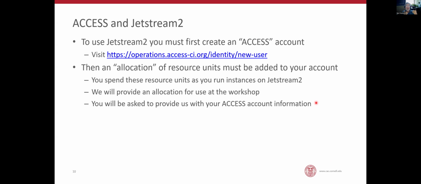The next thing that will be needed would be to have an allocation of resource units, which are the computational dollars that will be spent while you run an instance on Jetstream 2. We're going to get an allocation for the attendees of the workshop to use, and we will want to link your account with that allocation. So we may be reaching out to you to get your Access account information so that we can link those things up. We can also take care of that at the workshop if it hasn't been done beforehand.